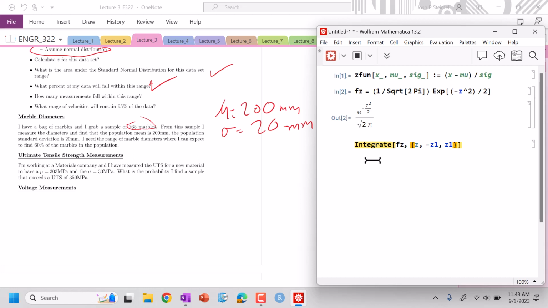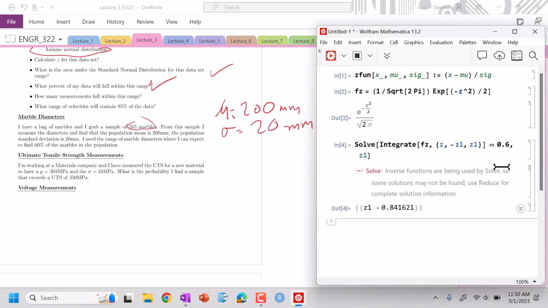to positive z1. Yeah, let's go ahead and do that. Let's see if we can do this. Integrate this. We need this to be equal to 0.6. So let's go ahead and solve, and hopefully let's try to help Mathematica along a little bit.